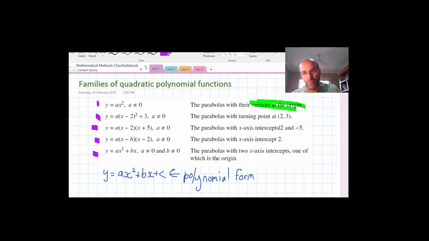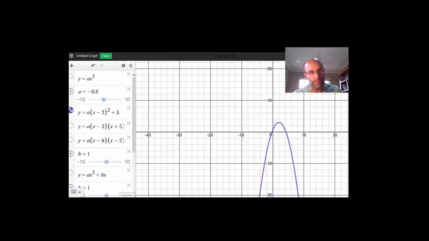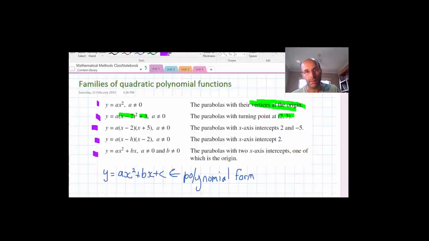The second on the list here, parabolas with the turning point at (2, 3). Again, that's a familiar one because it's the hk form, and very quickly, if we move and we see this purple one here, we can change h and k, and that'll translate it. So if it's x minus 2, its turning point there is 2 to the right of the origin, and the plus 3, as you know, moves the turning point up 3 units. So again, that's nothing new. That's the turning point form.